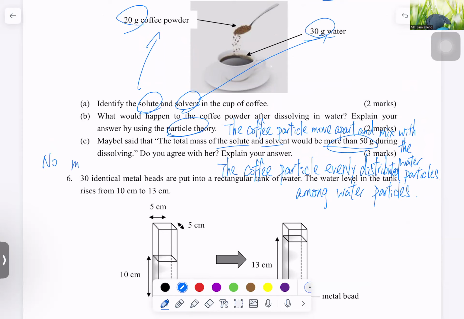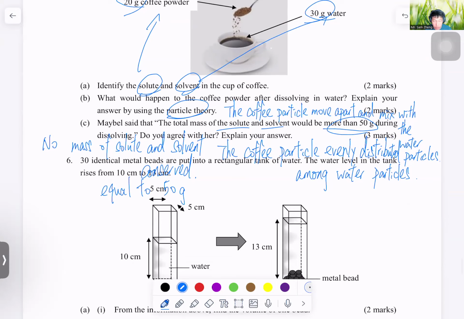Because the mass of solute and solvent would be conserved, it should be equal to 50 grams, but not more than 50 grams.